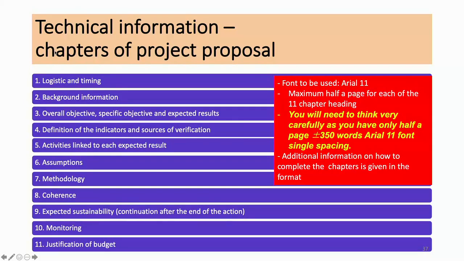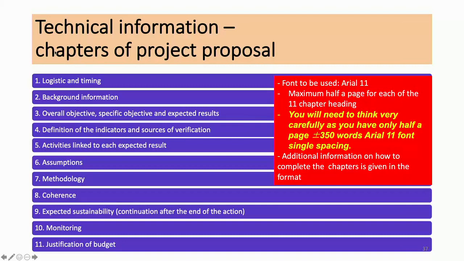So if we don't all use the same font size and line spacing, single spacing, some people might have 10 pages, some people might have 5 pages. So we specify specifically, use an Arial 11 font, single spacing. And for each of these chapters or headings, you may use a half a page. So you must think very carefully when you complete the application form, because you'll roughly have about a half a page, 350 words for each of these bits of information in your application.